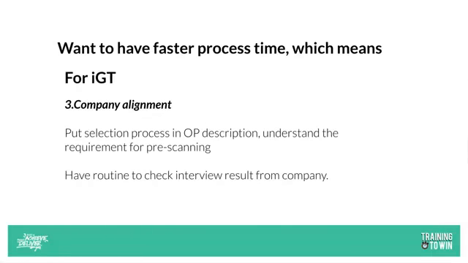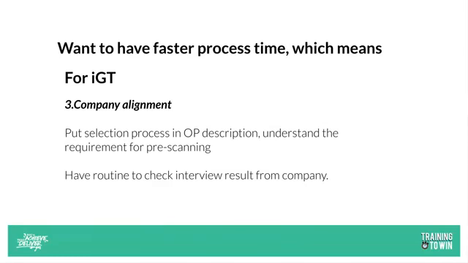And third, company alignment. Putting the selection process into the OP description is super important, so that when OGT aligns, or when you do the alignment with your IR partner, it is super easy to understand the requirements for the pre-scanning. So you already have some keywords about what the basic things are that they should have.